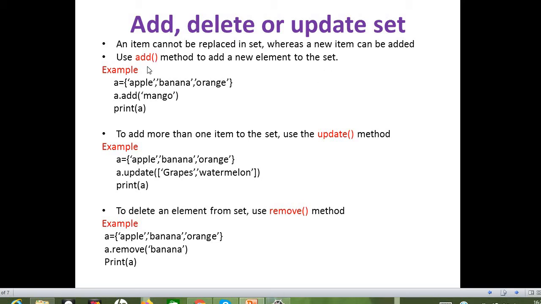First let us see the add method. The add method is used to add a new element to your set, right? Whenever we are adding a new element, the element can be added at any place. Why? Because a set is unordered. We don't know where it will be added, but the element will be added into the set.